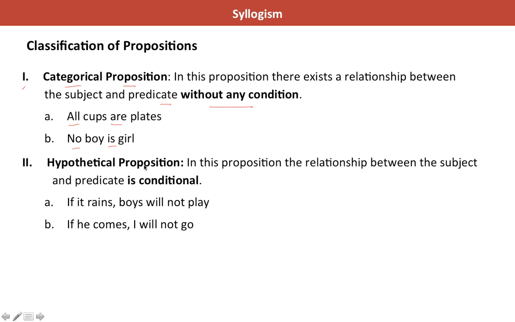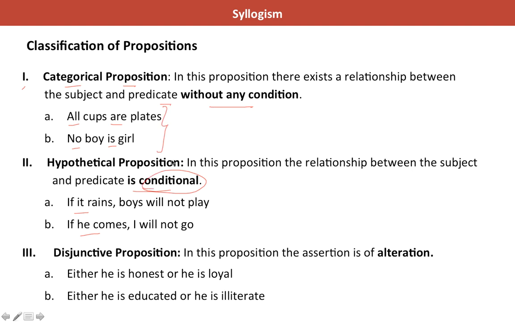Then we have hypothetical propositions. In this proposition, the relationship between the subject and predicate is conditional. For example, if it rains, then boys will play. If he comes, I will not go. So there is a condition. If he comes, I will not go. If he does not come, I will go. So there is a condition, whereas here, I have no condition.